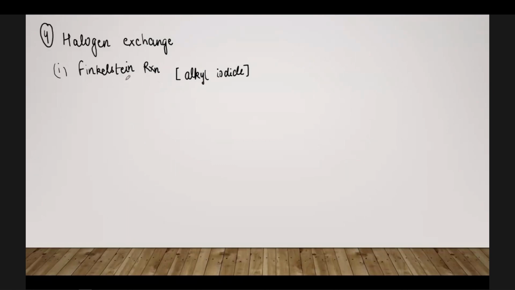So this reaction is only responsible for the preparation of alkyl iodide, and it says RX plus sodium iodide will give RI, that is the alkyl iodide, plus NaX.